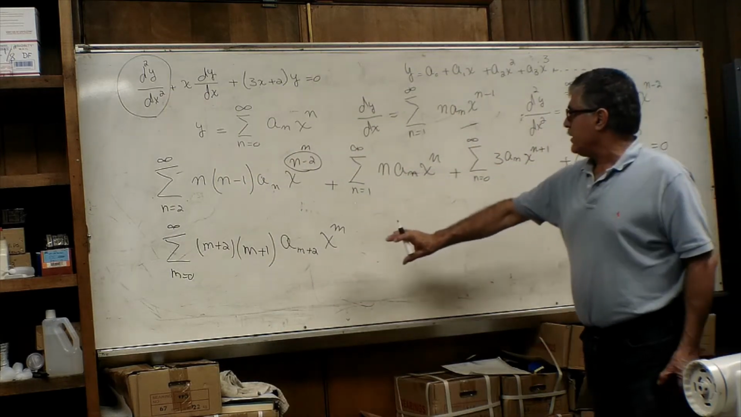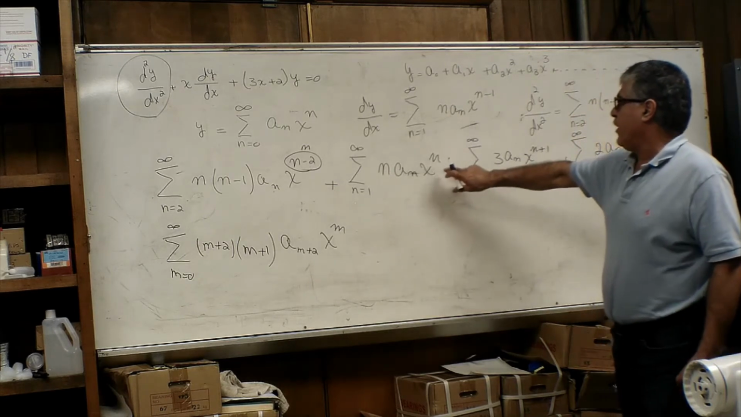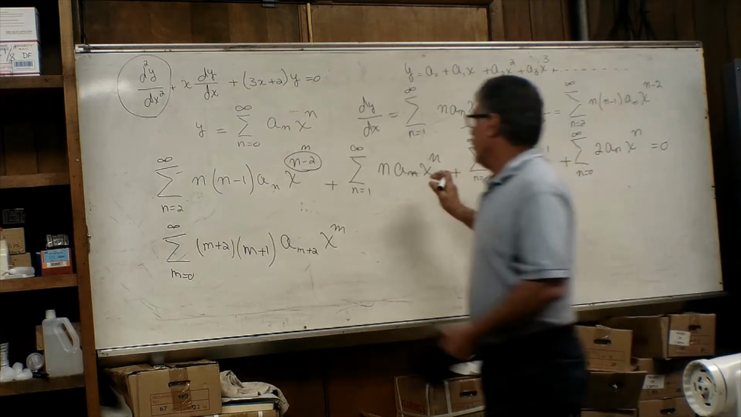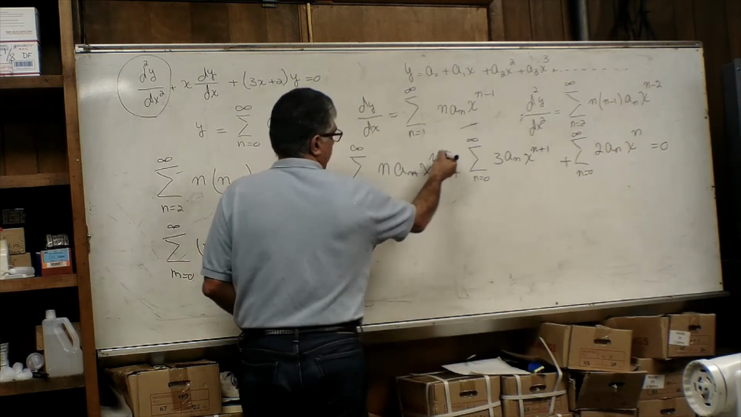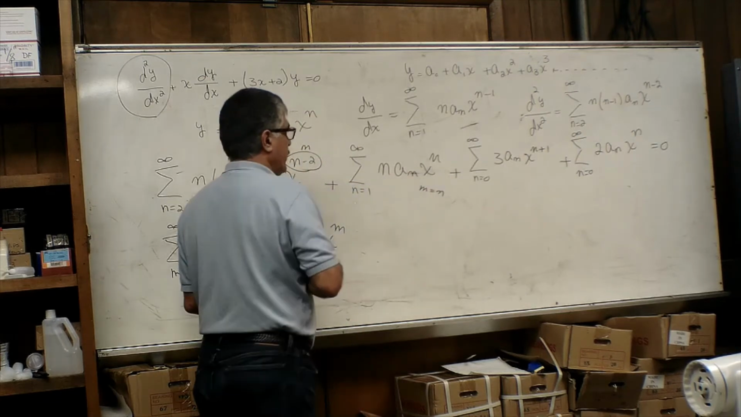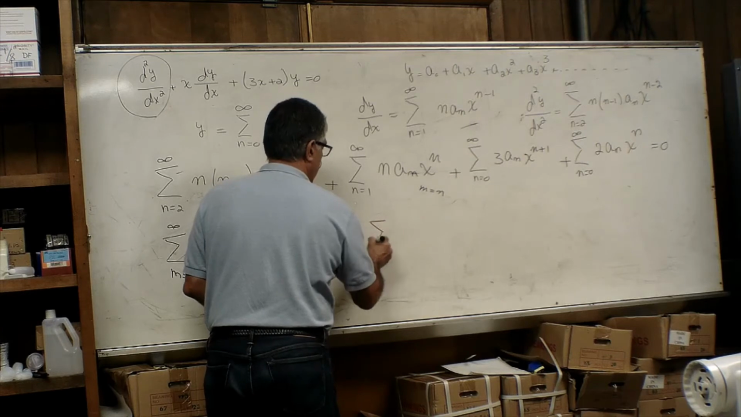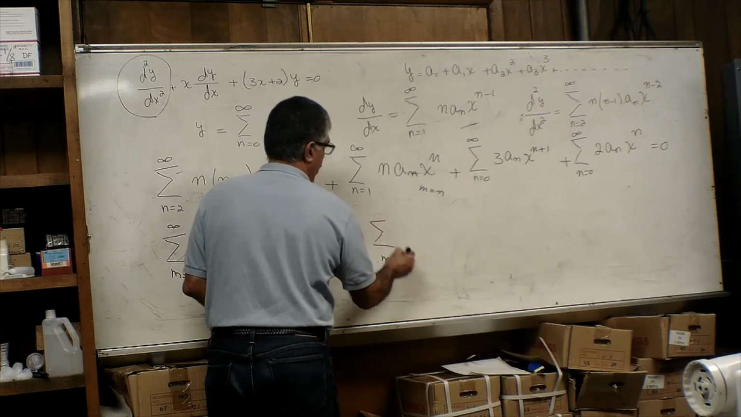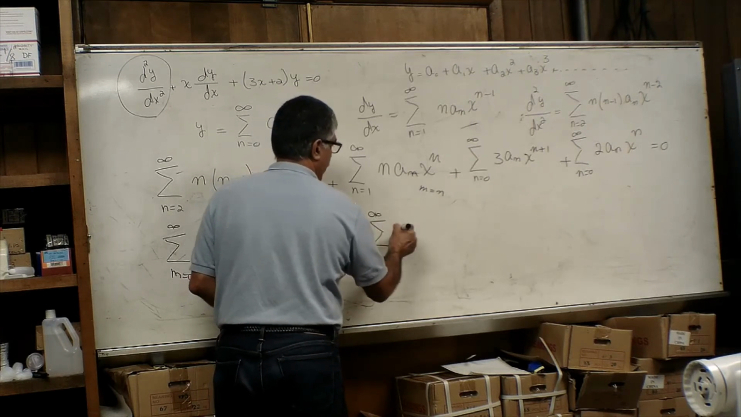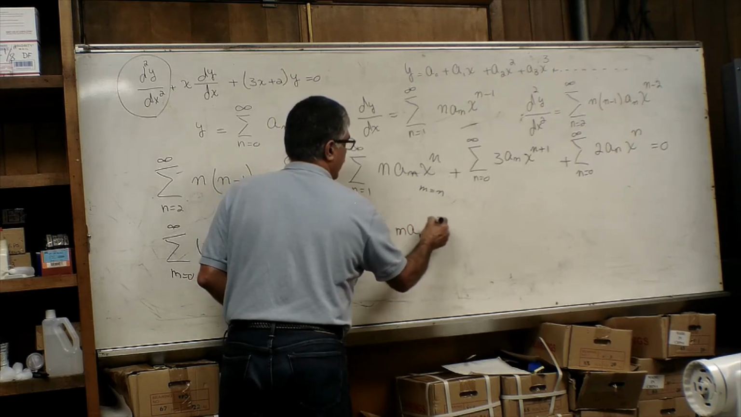Now let's do the second summation. Already we have n, so on the second summation m is equal to n. So this will be plus summation m from 1 to infinity of m a m x to the power m.